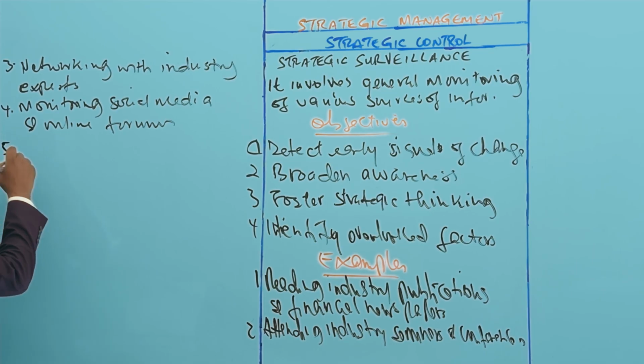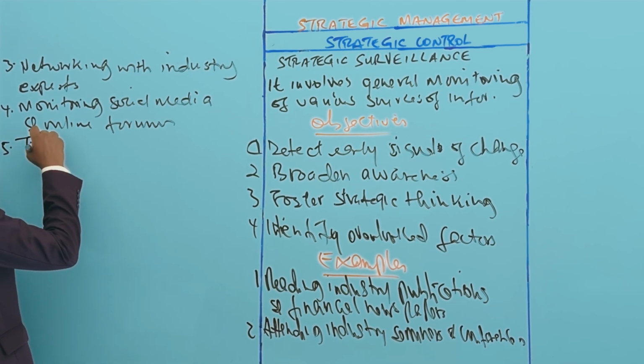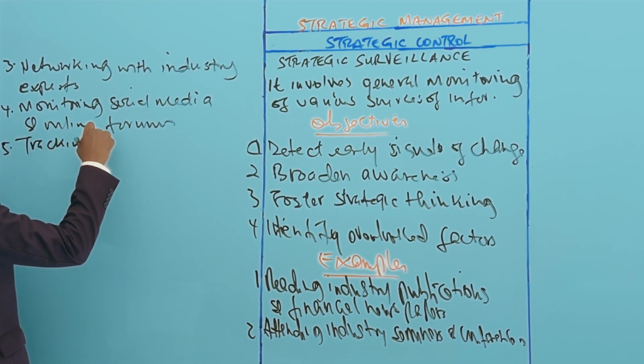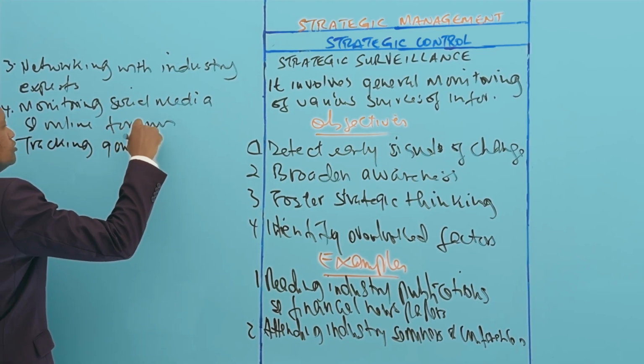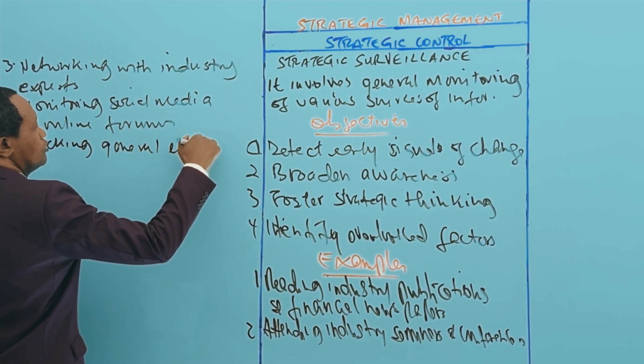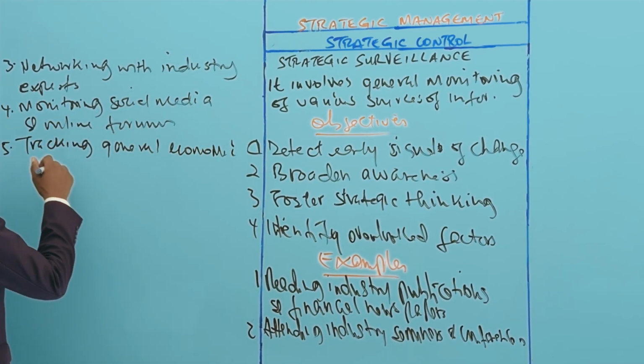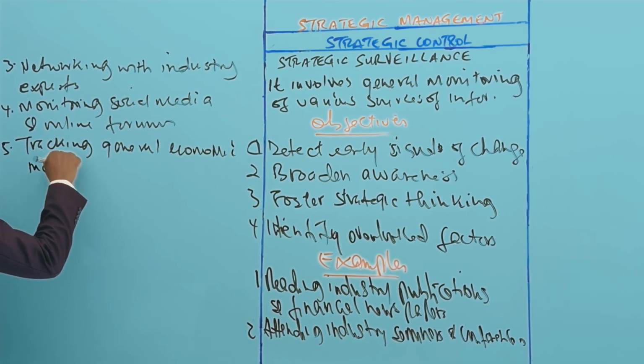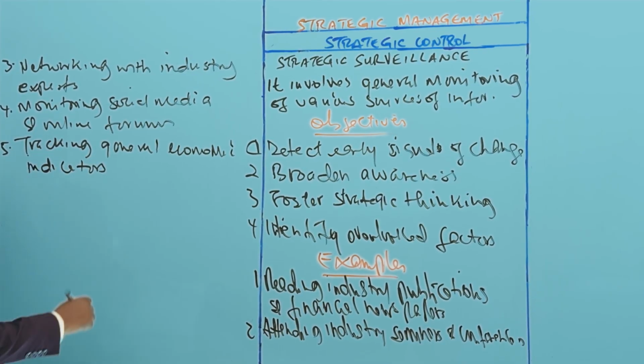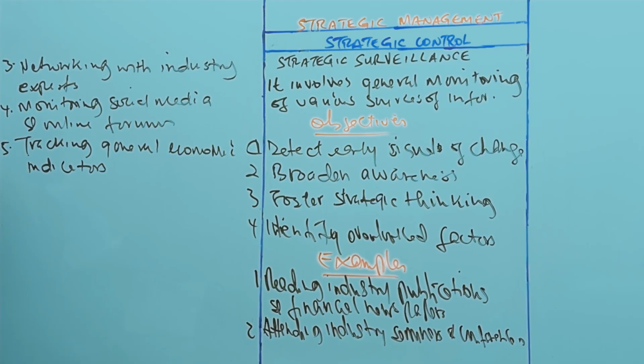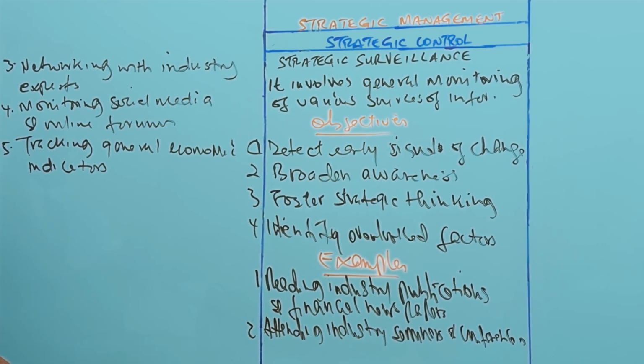Another way to carry out surveillance is tracking general economic indicators, like observing macroeconomic trends that could influence market demand and costs.